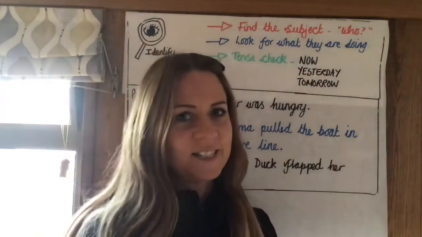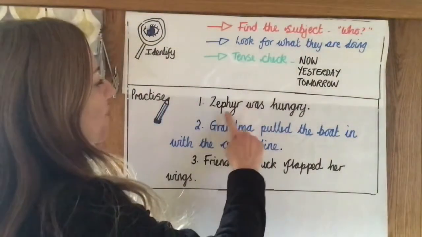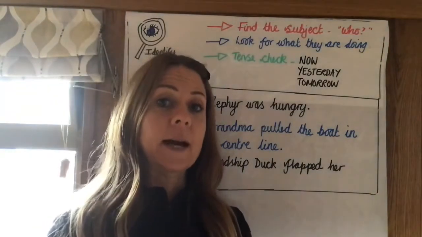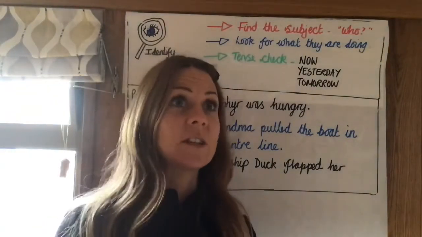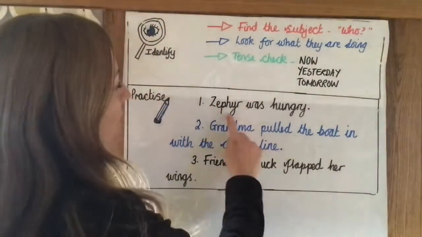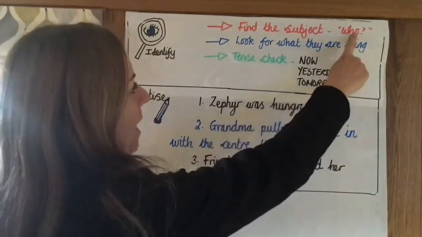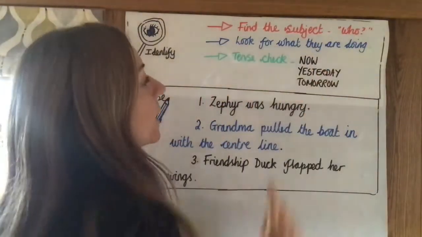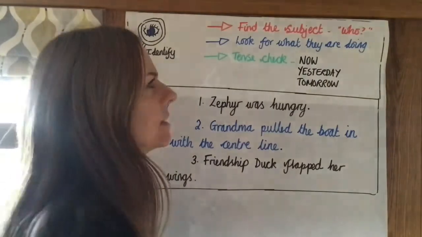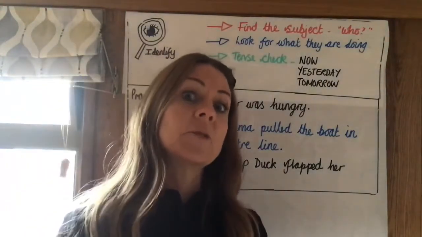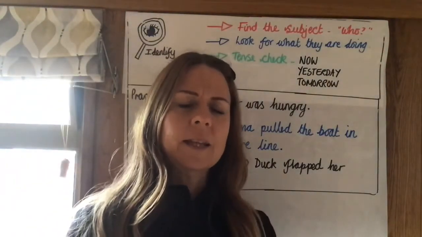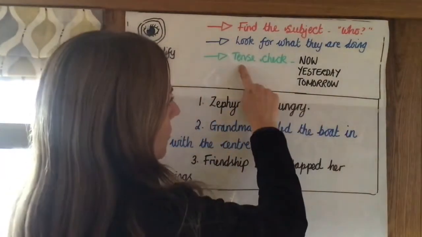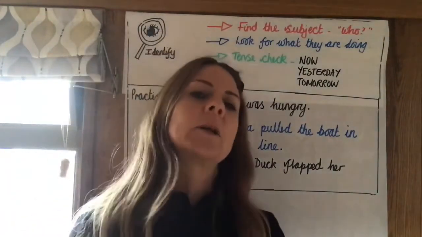Let's have a look at our sentence about Zephyr. Zephyr was hungry. So here we have our sentence all about Zephyr, and yes, she is a Labrador, and yes, she is always hungry. So we know our subject is Zephyr. That's who it is about. We found that right away. So our second step will be look for what they are doing. Well, in this sentence, it's difficult because after the word Zephyr, we have 2 words, was and hungry. And there's not a clear action word, doing word. So this is where step 3, the tense check, is really valuable.